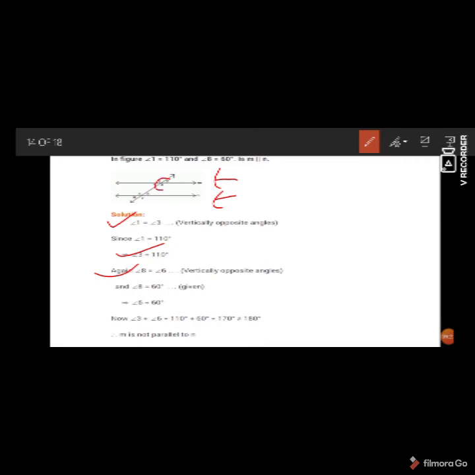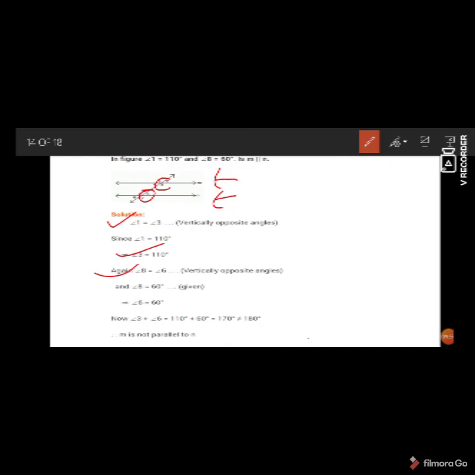Now angle 3 is over here and angle 6 is over here. They both lie inside the lines M and N, and the transversal is passing through them. So if the sum of angle 3 and angle 6 is equal to 180 degree, then we can say the lines are parallel. So let us add it up. Angle 3 plus angle 6 is equal to 110 degree plus 60 degree.